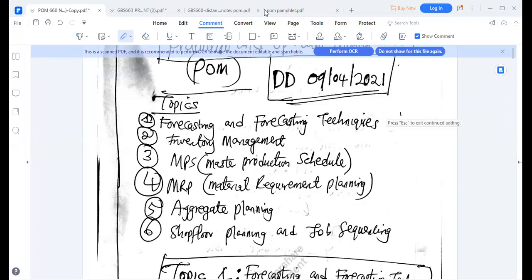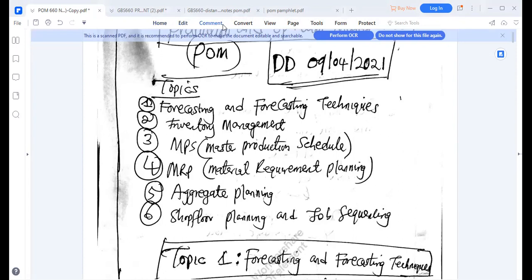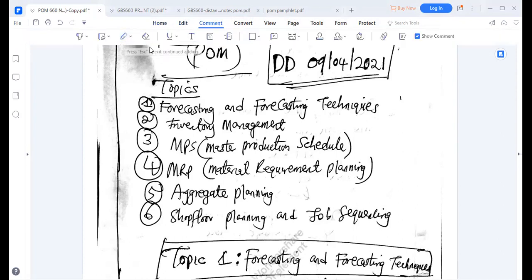All right. Now, I'll be very, very slow to explain forecasting as the first topic in this course, POM, which is production and operation management. Of course, like I mentioned, there are only 6 topics that you need to understand as you look at this course. Very interesting course.